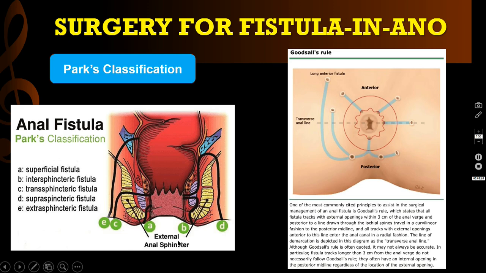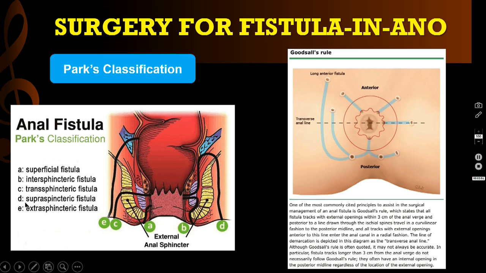Then B is intersphincteric fistula. Here you can see the tract is going in between the external sphincter and internal sphincter, and it is penetrating only through the internal sphincter and opening inside into the anal canal. And the third variety is transsphincteric fistula, where the fistula will penetrate or traverse through both the external sphincter as well as the internal sphincter, and then the internal opening will be almost at the level of the dentate line in the anal canal.